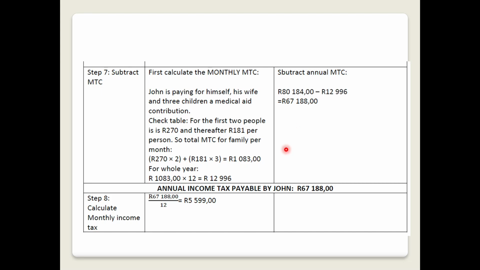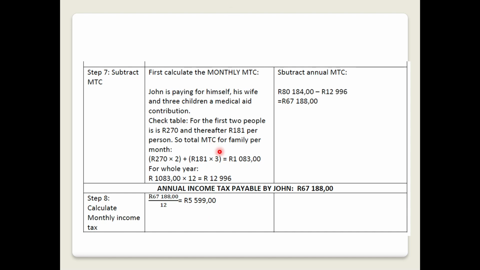So therefore, we will go to step 8, and we will take the 67,188 rand, and we will divide it by 12. That leaves us with 5,599 rand. That, again, is the amount that will appear on John's salary slip. So he will make a contribution to SARS, pay as you earn, of 5,599 rand per month. So that was example number 3.